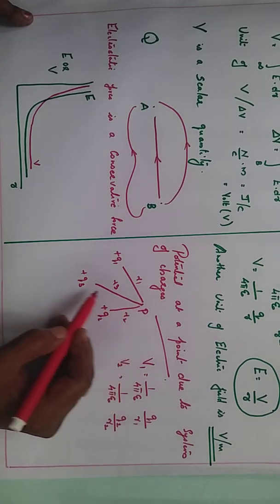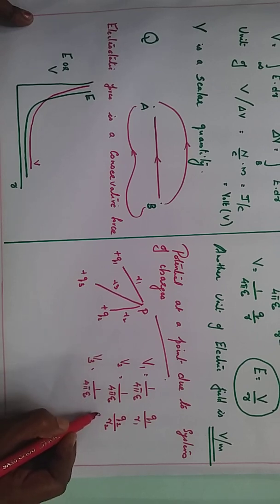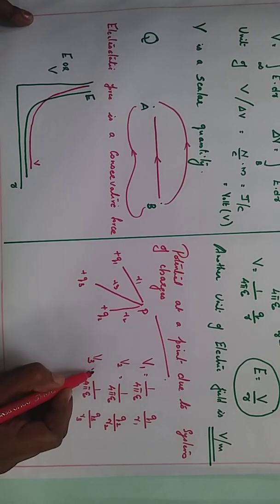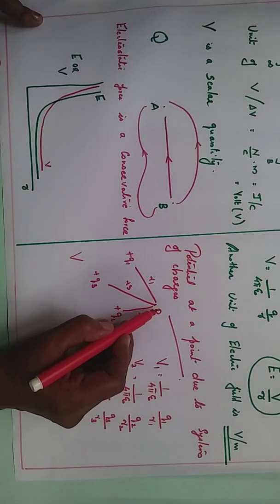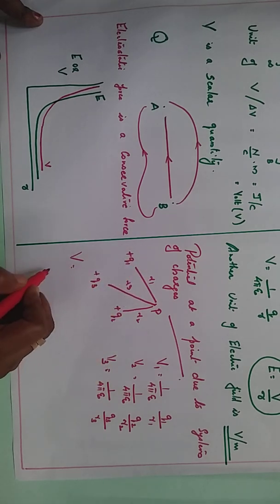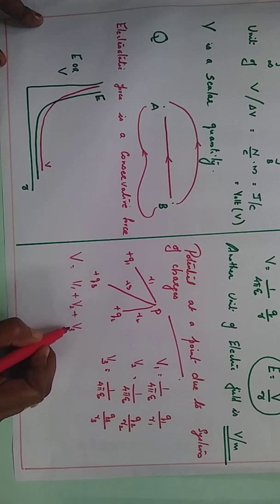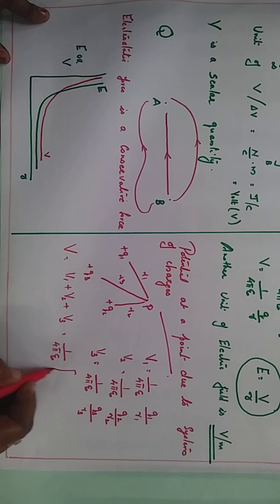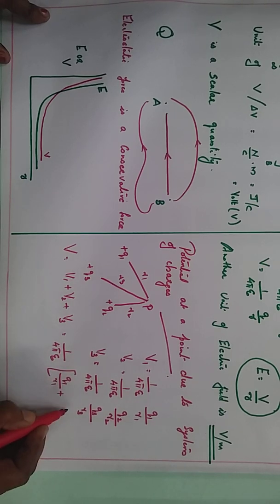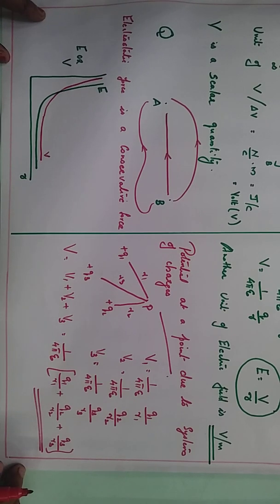And again the potential at the point P due to Q3 is V3 equals 1 by 4 pi epsilon 0 Q3 divided by R3. Hence the net potential at the point P due to all the 3 charges is the algebraic sum, that is V1 plus V2 plus V3. It is equal to 1 by 4 pi epsilon 0, taken common, times Q1 by R1 plus Q2 by R2 plus Q3 divided by R3. So that is the net potential at the point P.